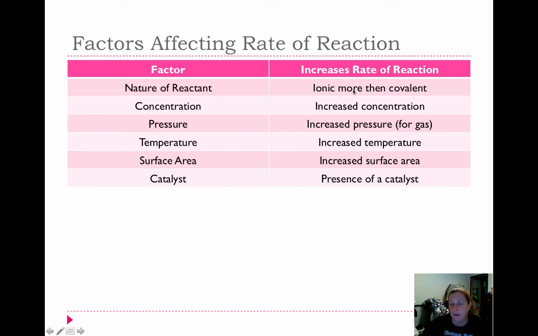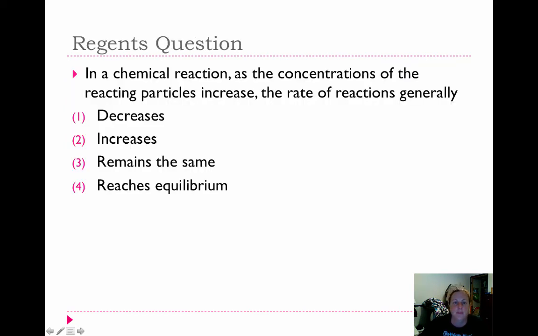Ionic. If it's ionic, that is more going to affect an increase in the rate. Concentration, an increase in concentration will increase the rate of the reaction. If you increase pressure for a gas, that will increase the rate of reaction. If you increase temperature, it increases the rate of the reaction. If you increase surface area, it increases the rate of the reaction. And if you add a catalyst, that will also increase the rate of the reaction.